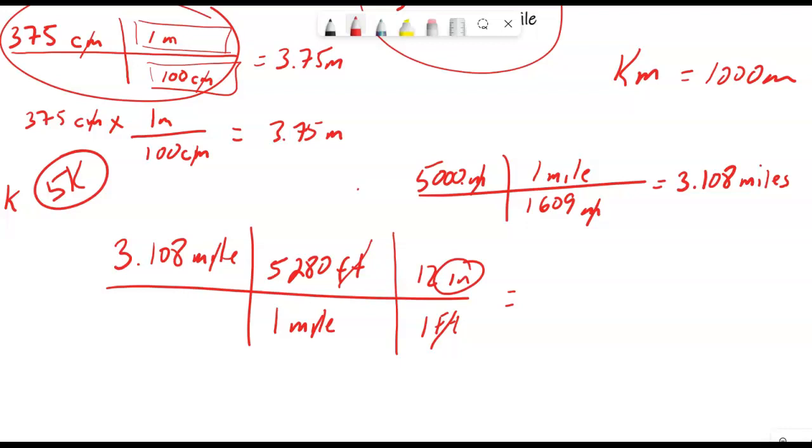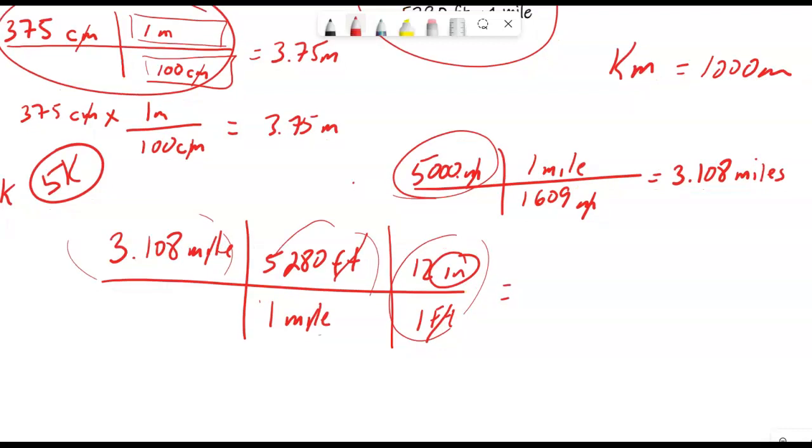And when I do that, now conversion factors are considered to be exact quantities. So we don't count them in significant figure calculations. We only count the measured quantities and the result of the calculations from measured quantities. So I'm going to multiply 3.108 times 5,280 times 12. And that will give me, I'm going to write out every digit on the calculator, 196922.88 inches.